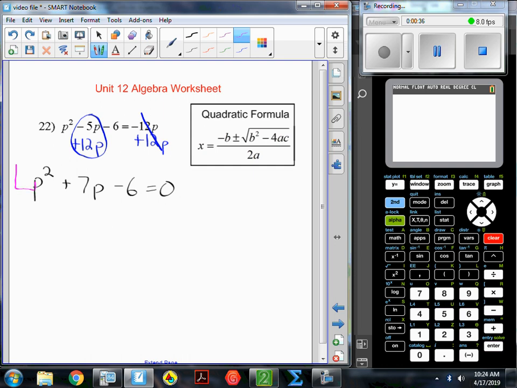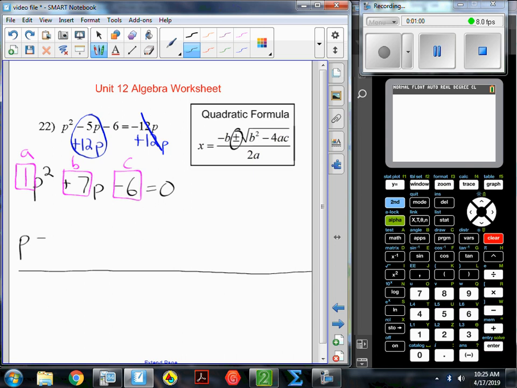So my a value is 1, because there's no number besides 1 in front of the p squared. My b value is positive 7, and my c value is negative 6. When I solve this with the quadratic formula, because of the plus or minus, I'm actually going to do the equation twice. Once with negative b plus the square root, and once with negative b minus the square root.